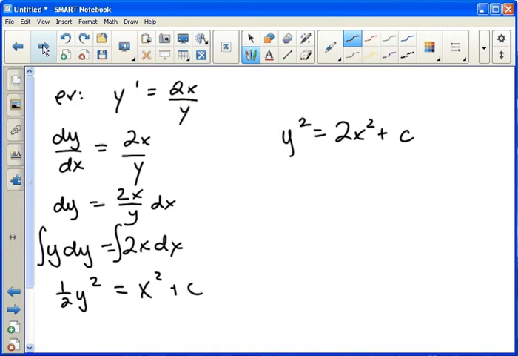Okay, and then the last step is to take the square root. So we take the square root of both sides. When you do so, don't forget that you'll have plus or minus in front.